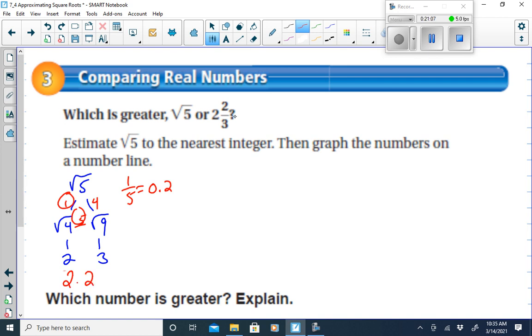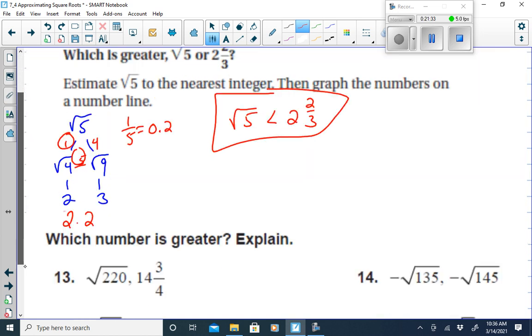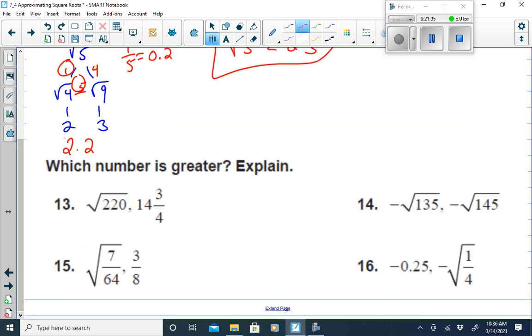So we know 2 2/3 is about 2.7. So we're comparing 2.2 with 2.7. Well, we know 2.7 is greater, so we would have the square root of 5 is less than 2 2/3. In order to accurately answer the question, we have to find the decimal values for each.